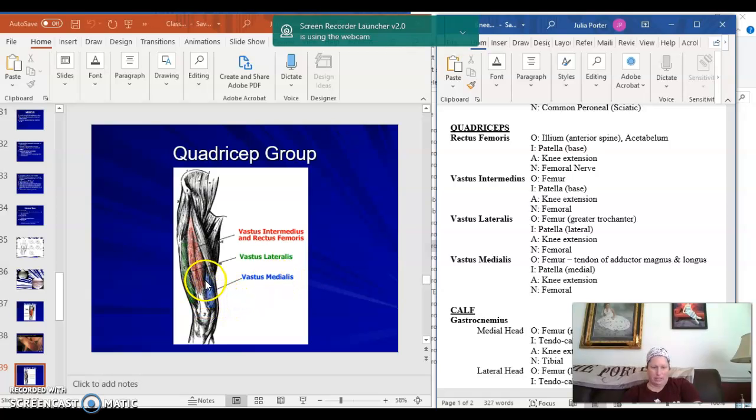Vastus medialis is on the medial side. It is the smallest one. Vastus lateralis is on the outside. That's the green one. And then vastus intermedius and rectus femoris are in the middle, and they're both colored red. You cannot palpate the vastus intermedius because the rectus femoris sits on top of it. All right, so again, you're going to annotate a picture, you're going to create it yourself, and you're going to draw and color the muscles in.